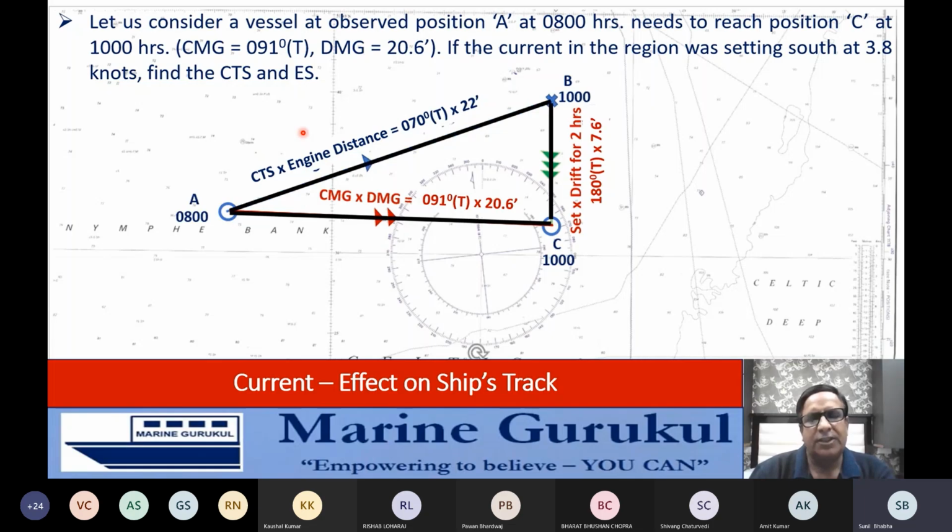And we get a CTS of 070 degrees true, and an engine distance of 22 miles in 2 hours. That means an engine speed of 11 knots. Now, there is nothing wrong with this working mathematically.